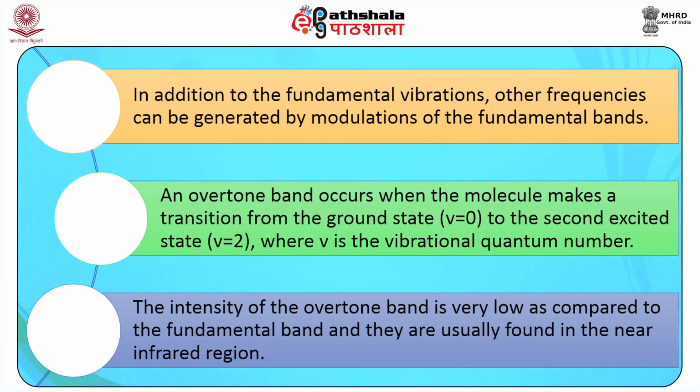An overtone band occurs when the molecule makes a transition from the ground state, that is 0 level, to the second excited state, that is V is equal to 2 or n is equal to 2, where V, or we can say n, is the vibrational quantum number as mentioned in the formula before. The intensity of the overtone band is very low as compared to the fundamental band, and they are usually found in the near infrared region.